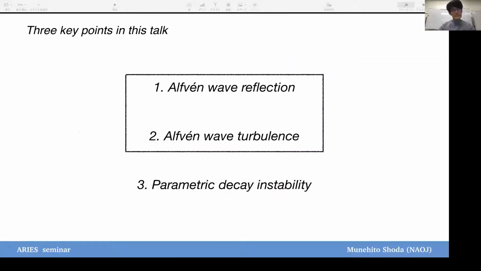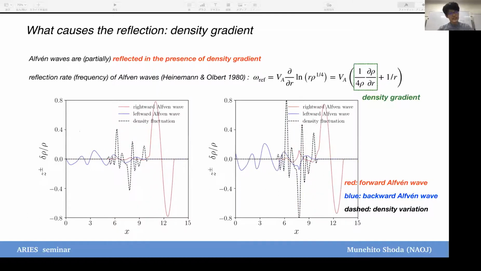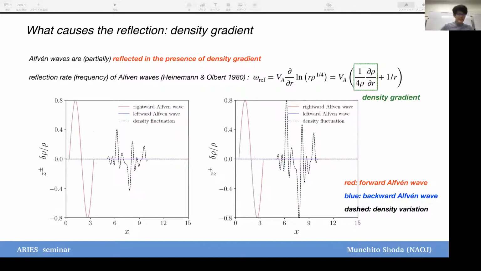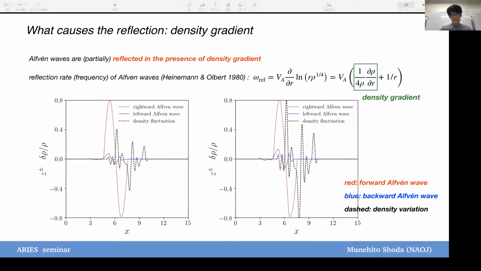So there are three key points in this talk: the Alfvén-wave reflection, Alfvén-wave turbulence, and parametric decay instability. I will first talk about the first two topics in the following. So the first topic is the Alfvén-wave reflection. It is theoretically shown that the Alfvén waves are reflected in the presence of a density gradient.